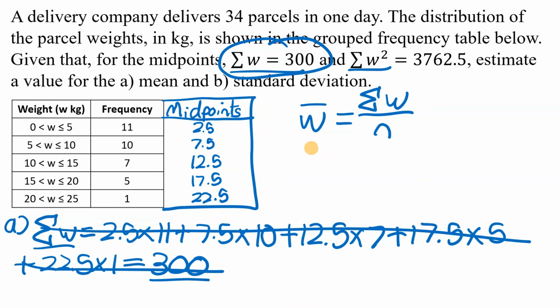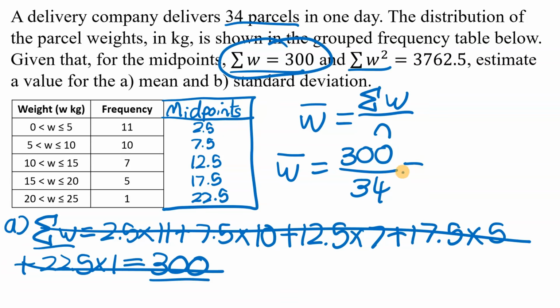Okay, so that means that the mean is equal to sigma w, which we're told is 300, over n, which is the number of data values, which is all of these frequencies added together. However, we're actually told that there are 34 parcels, so n is equal to 34. And if you put this into your calculator, it's equal to 8.8235.